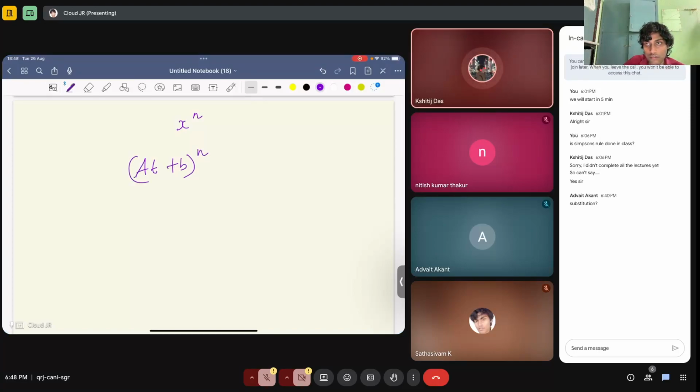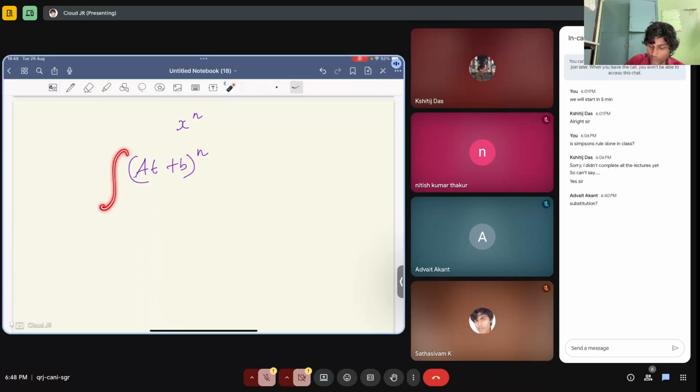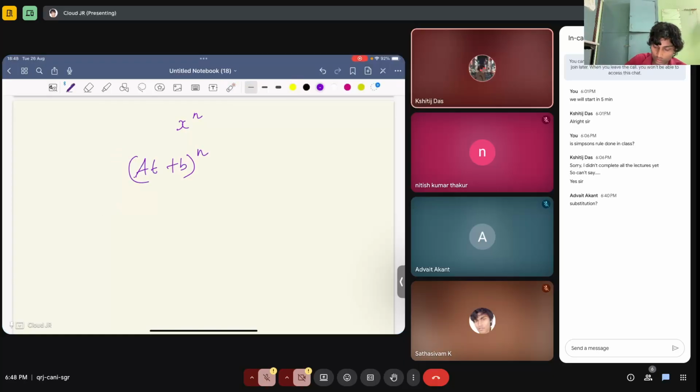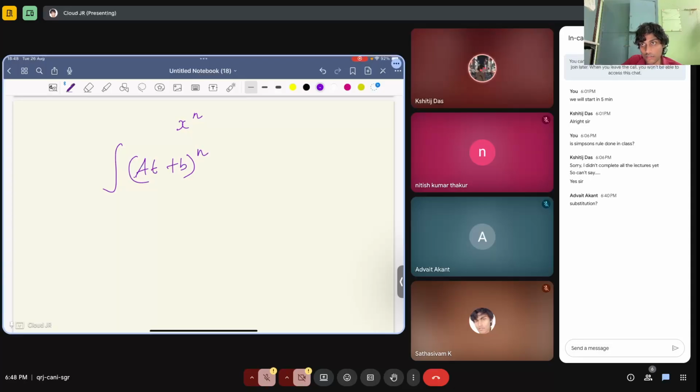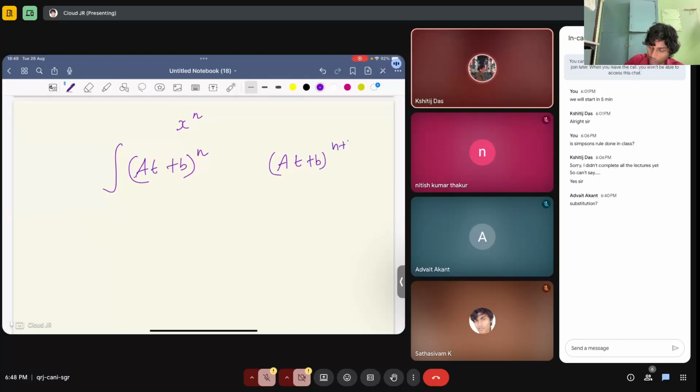Okay. So we can use the standard integration formula on this function. But how do you use the standard integration formula on this function? We can write it as (at plus b) to the power n plus 1 upon n plus 1, and then divide it by the coefficient of t.